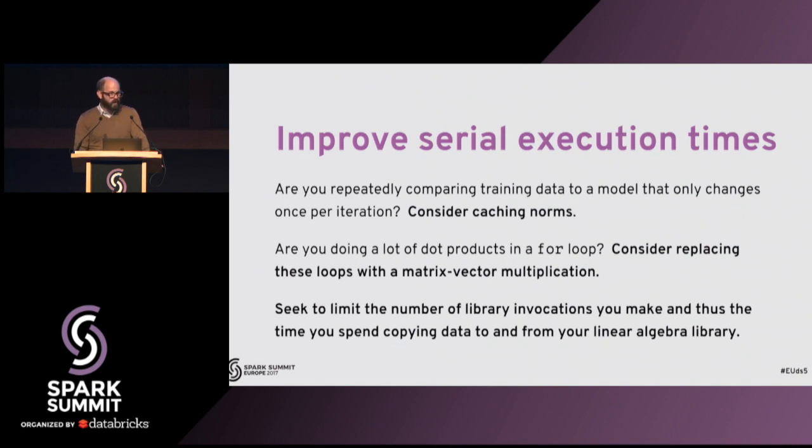So we've looked at a few ways to improve parallelism, but that doesn't mean you don't have to worry about serial performance. Here are a couple of things to consider that come up in a lot of algorithms. If you're doing a lot of distance or similarity calculations to a bunch of vectors that only change once per training iteration or once per pass through your training set, consider caching the norms of those vectors. Similarly, if you find yourself doing a lot of dot products in a loop, see if you can replace the loop with a matrix vector multiplication. These are just examples of general principles. In general, caching is often a win.